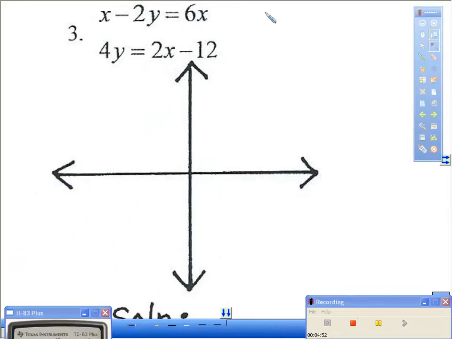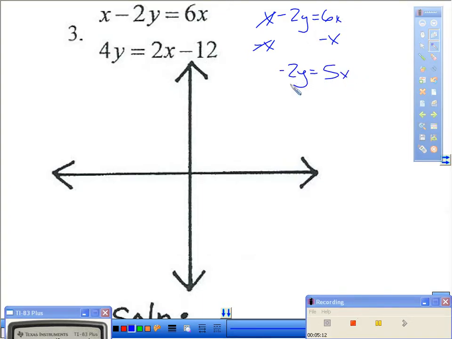So taking the first equation, x minus 2y equals 6x, we would first subtract x from the left and then from the right. So the x's on the left are going to subtract to give us 0, leaving us with negative 2y equals 6x minus x. Well, these happen to be like terms, so we can subtract them. 6x minus x is 5x.